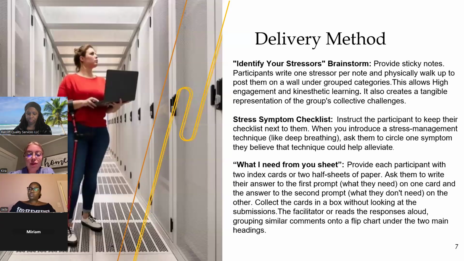For the what I need from you sheet, we're going to provide each participant with two index cards or two half sheets of paper, and we're going to ask them to write their answer to the first prompt, which is what they need, on one card. And the answer to the second prompt, what they don't need, on the other. Once everyone's done, we're going to collect the cards in a box without looking at the submissions. The facilitator in charge is going to read the responses aloud and group similar comments onto a flip chart under the two main headings. Next slide.